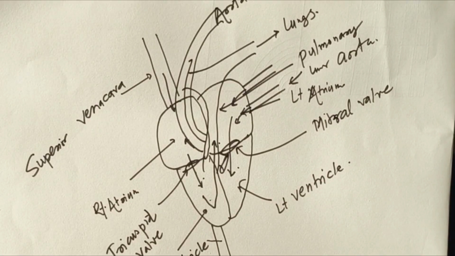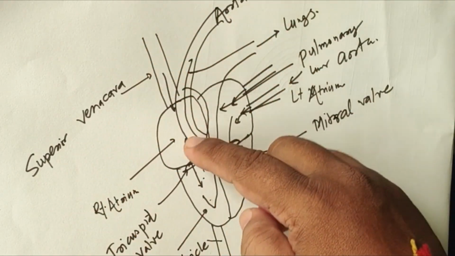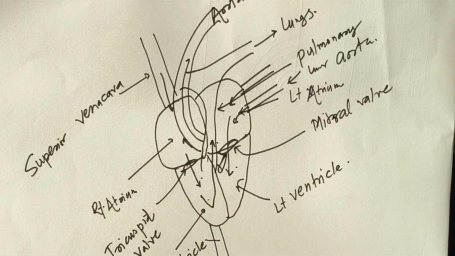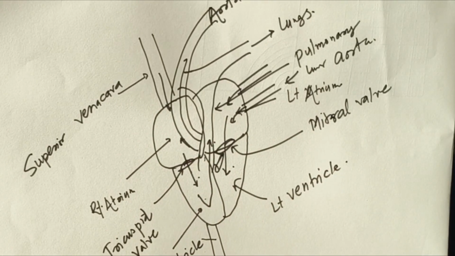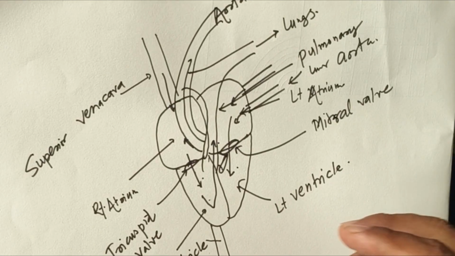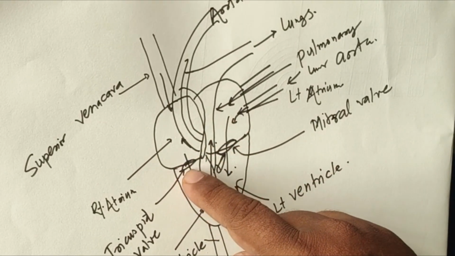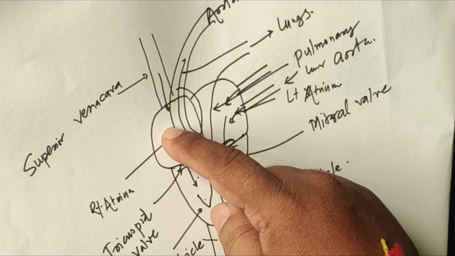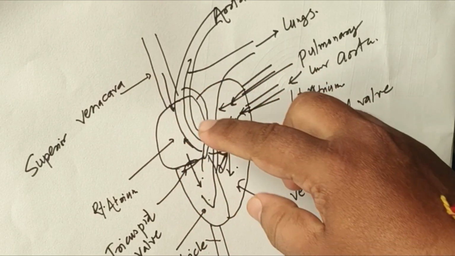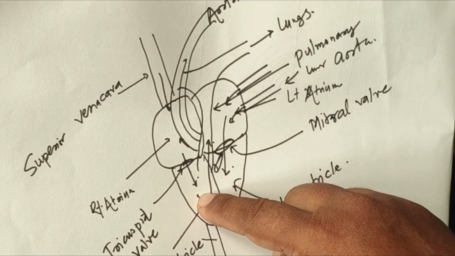But now let us revise it again. The blood from the upper part of the body is being dragged into the right atrium by the superior vena cava, and the blood from the lower part of the body is dragged into the right atrium by the inferior vena cava. The deoxygenated blood in our body, the blood that contains carbon dioxide, comes into the right atrium. Then there is a valve known as the tricuspid valve lying between the right atrium and the right ventricle. It opens when the right atrium contracts, and the blood from the right atrium enters into the right ventricle.